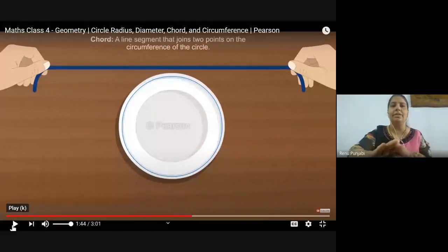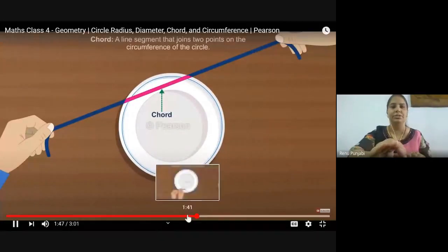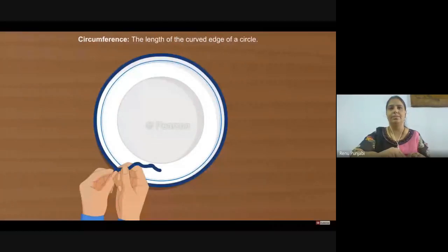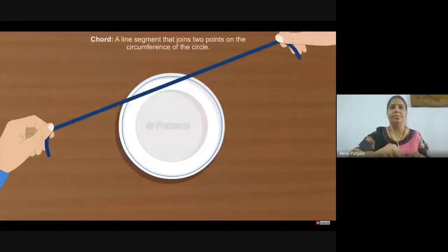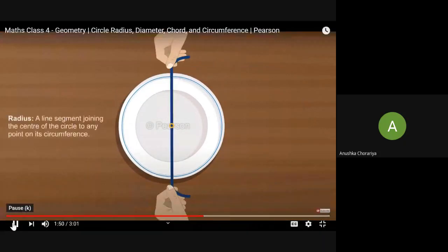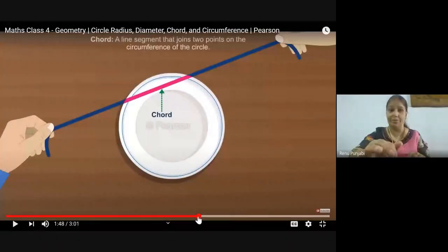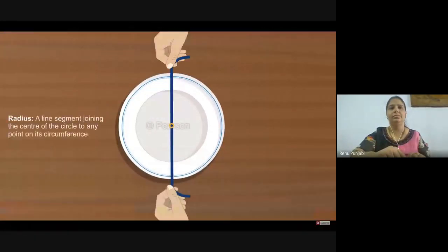See, I will show you how to measure the circumference. Come on, Maya. See how they are measuring. Let's learn some more definitions related to circle. The length of the curved edge of a circle is called its circumference. A line segment that joins two points on the circumference of the circle is called a chord. Yes, chord. And we can measure the chord also of your plate. A line segment joining the center of the circle to any point on its circumference is called its radius.